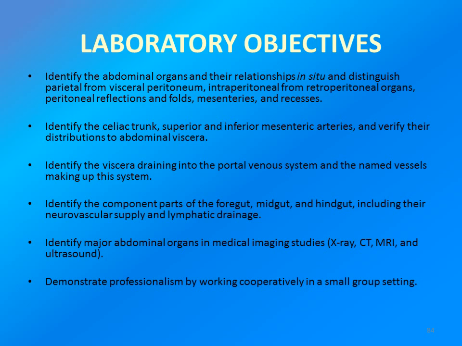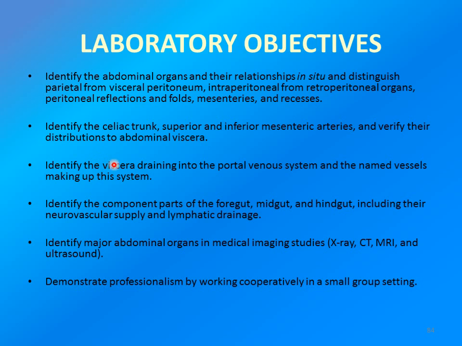By the end of the laboratory period, you should be able to identify the abdominal organs and understand the relationships in situ and distinguish parietal from visceral peritoneum, intraperitoneal from retroperitoneal organs, as well as identify peritoneal reflections and folds, mesenteries, and recesses. You should be able to identify the celiac trunk, the superior and inferior mesenteric arteries, and verify their distributions and branches to the abdominal viscera.